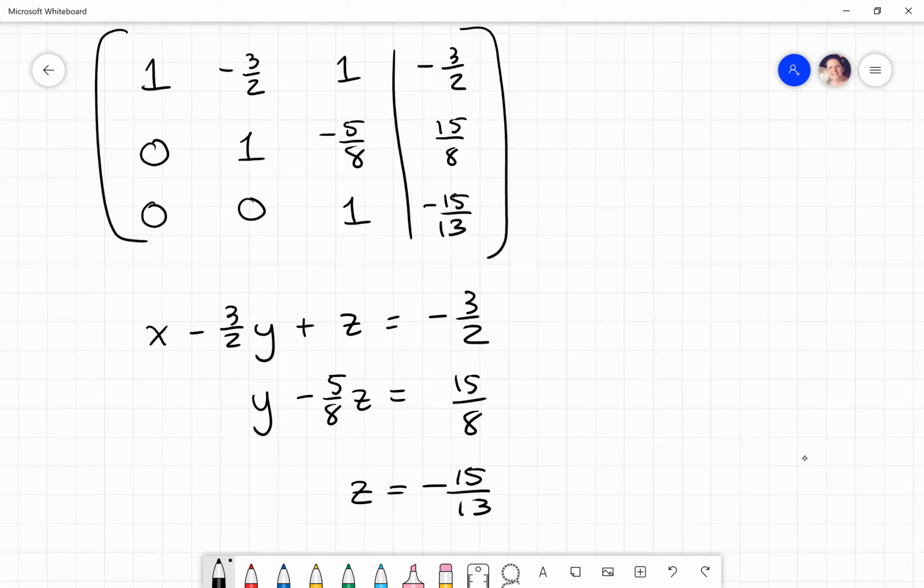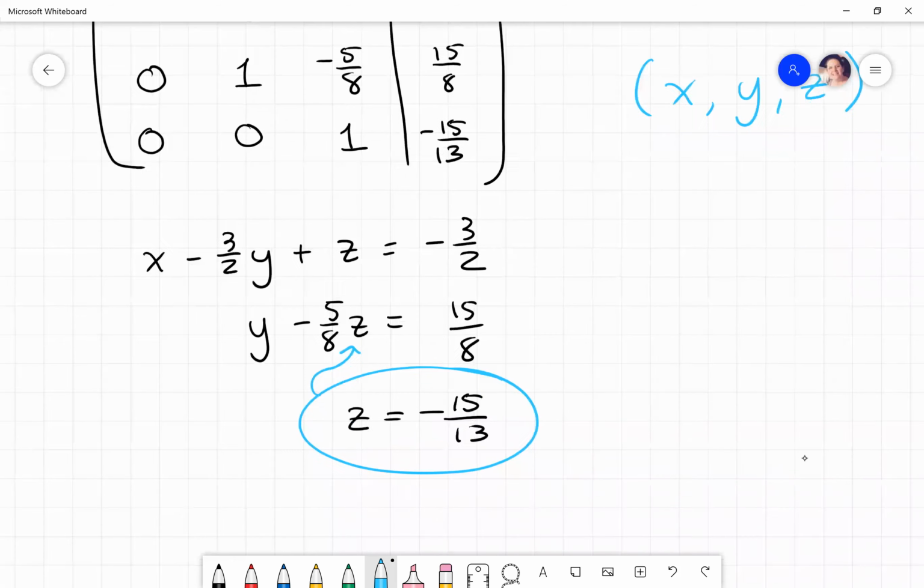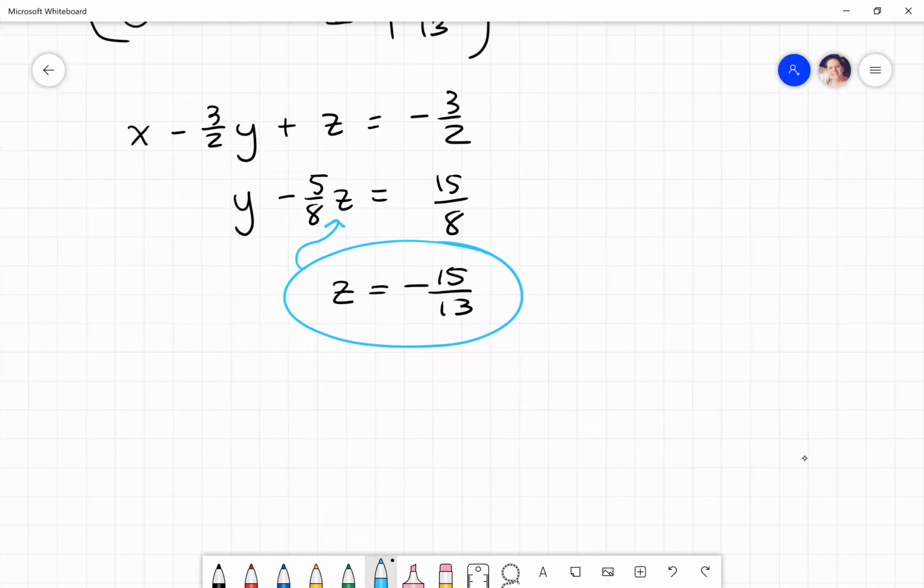But we are in a good position here because we already know one of the solutions, one coordinate of the solution here. Remember, the solution to a 3x3 system is an ordered triple. All right, it's an ordered triple that looks like x, y, z. And we know now that the z is -15/13. All right, and we're going to take that value for z and plug it into the equation above it, which only has a y and a z in it, and that'll give us y. All right, let's do it.